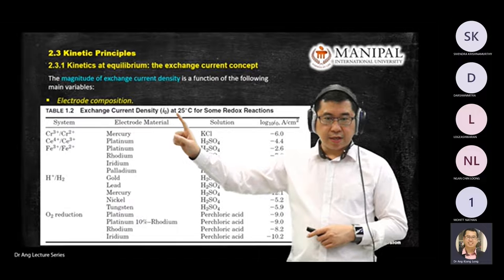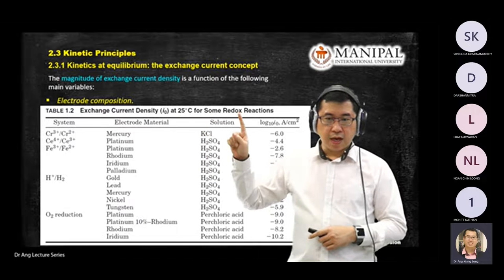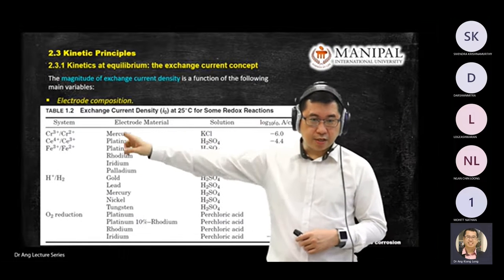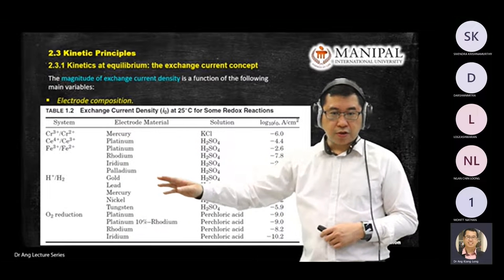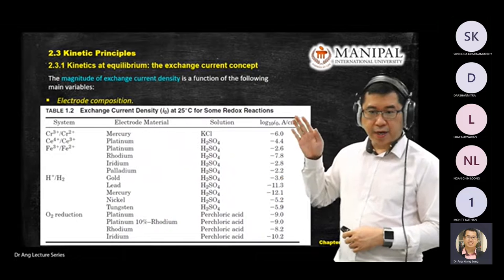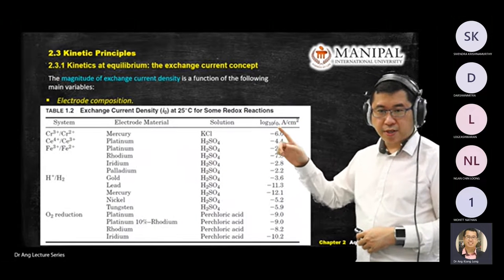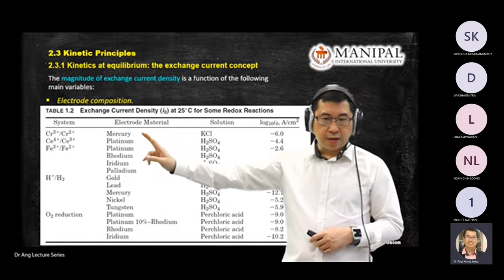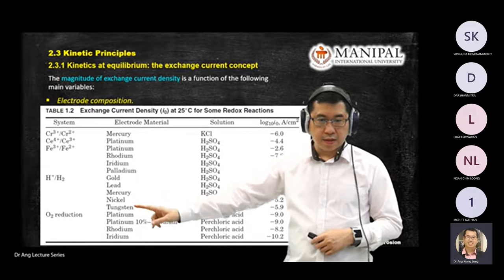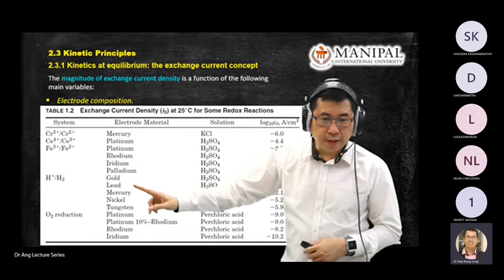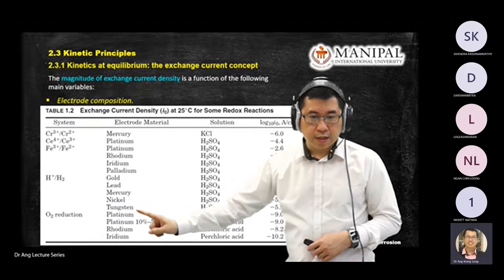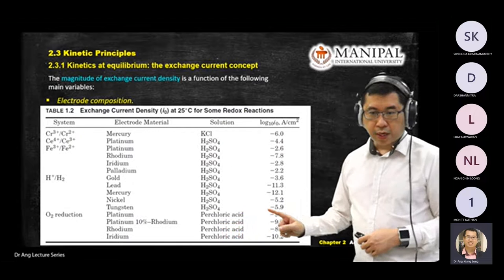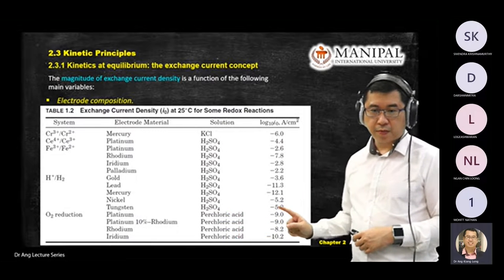This one is exchange current for a redox reaction at 25 degrees C. You see the system on the left-hand side: electrode material, solution, and you can measure the current density, sorry, here is current density. So it means you fix, let's say I put something that you're familiar with, tungsten. You put tungsten in H2SO4, and you can measure the density, this value.